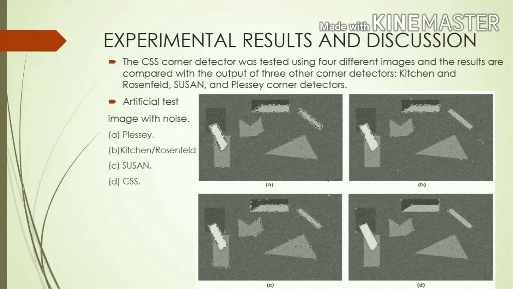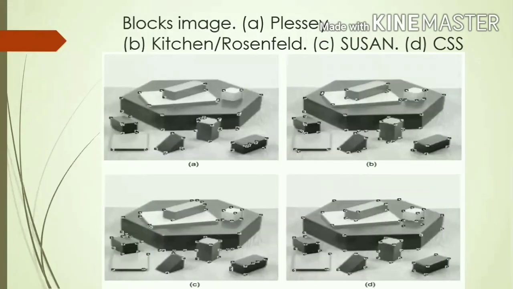Let's look at the first image. This test image is an artificially created one. A significant Gaussian noise was added to that image. The CSS detector performed very well on the noisy artificial image, but the other 3 detectors did not perform that well. As you can see over here, almost all the edges are detected as corners. Also the same way over here and here. Also in this. But CSS gave us almost accurate corner detection. So we see that the CSS detector performed very well in this image.